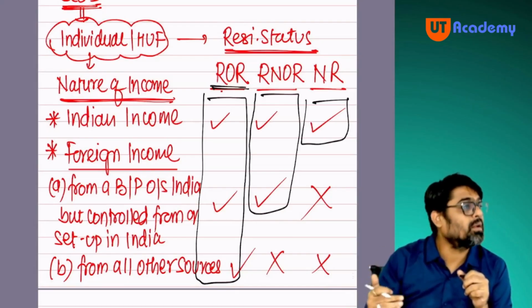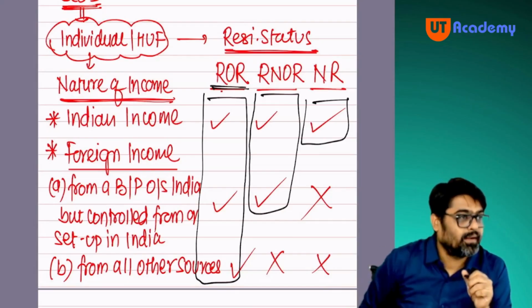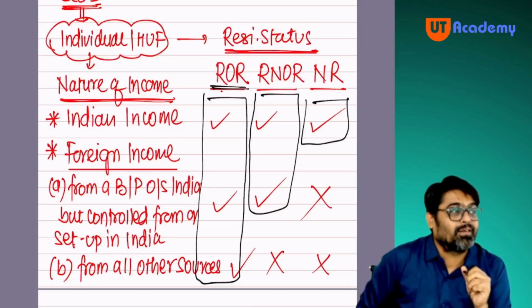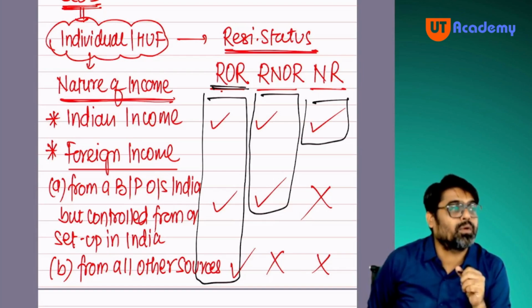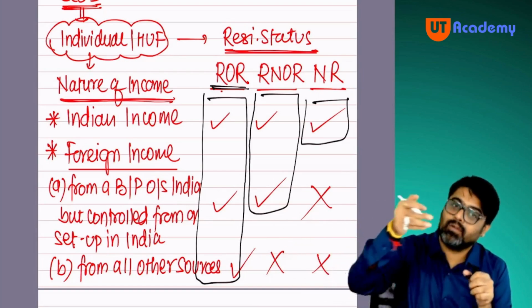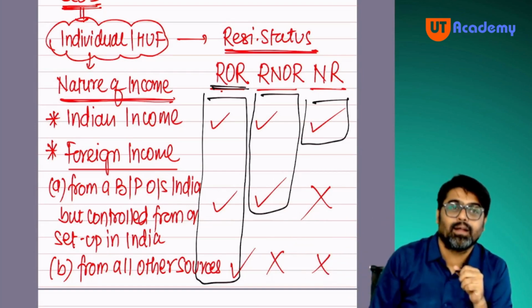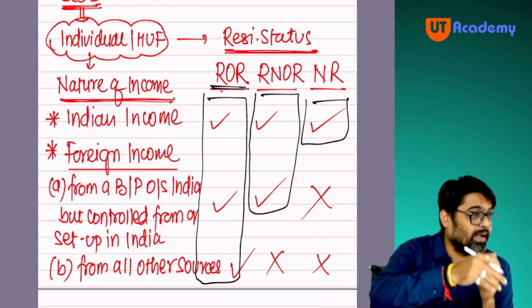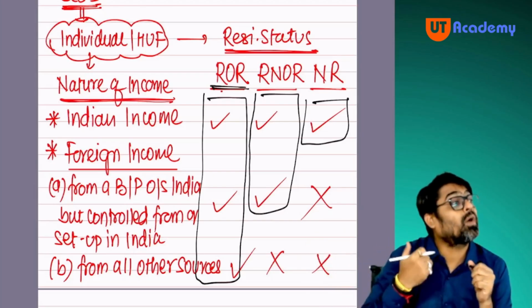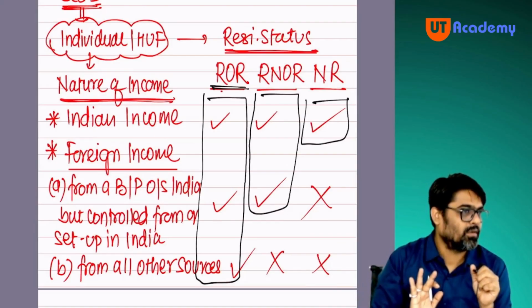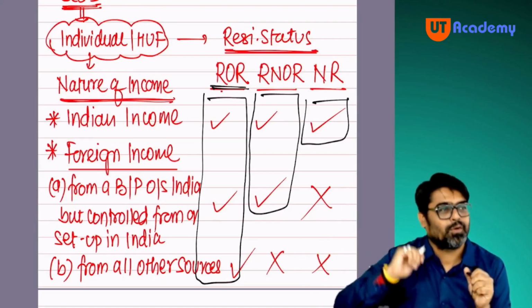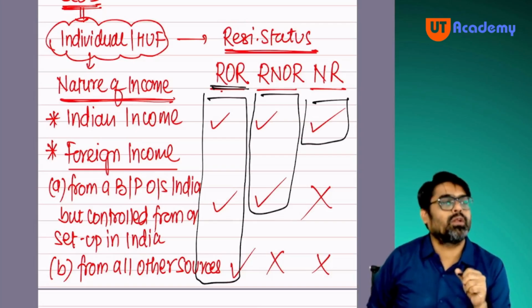Foreign income will not come except A. But that poor fellow, ROR, his Indian income will also be taxable in India. His foreign incomes will also be taxable in India. He will have to take all his income, his global incomes, in the computation of his total income. Now tell me, whose total income will be highest?